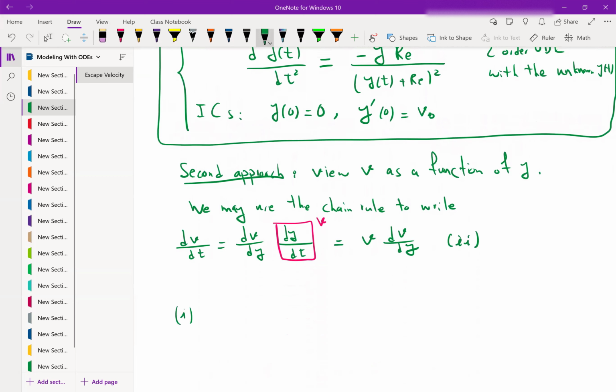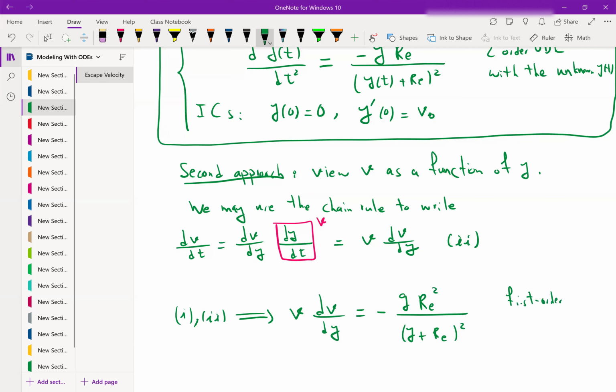So 1 and 2 will give me a first order equation for v as a function of y. V dv dy is equal to negative g, the radius of Earth squared, divided by y plus the radius of Earth, squared. And so that is that. Now v is a function of y. This is a first order ODE for v as a function of y.